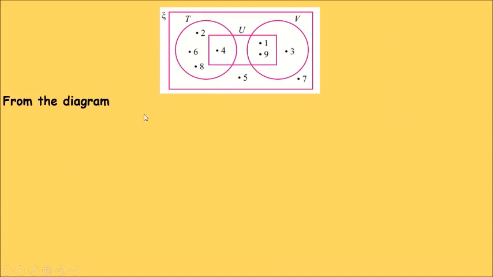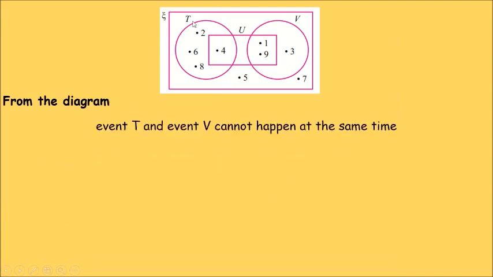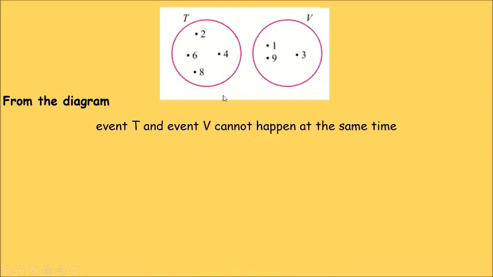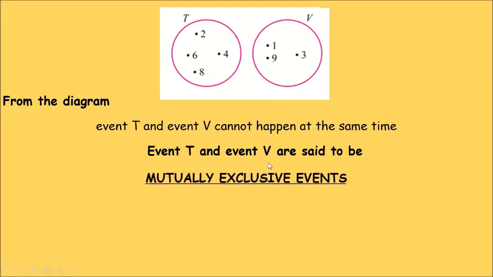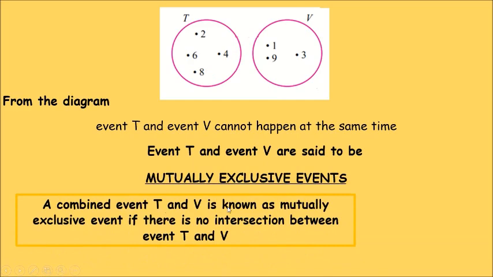From the diagram, we can say that event T and event V cannot happen at the same time. There is no common possible outcome for event T and event V. So event T and event V are said to be mutually exclusive events. A combined event T and V is known as a mutually exclusive event if there is no intersection between event T and V.